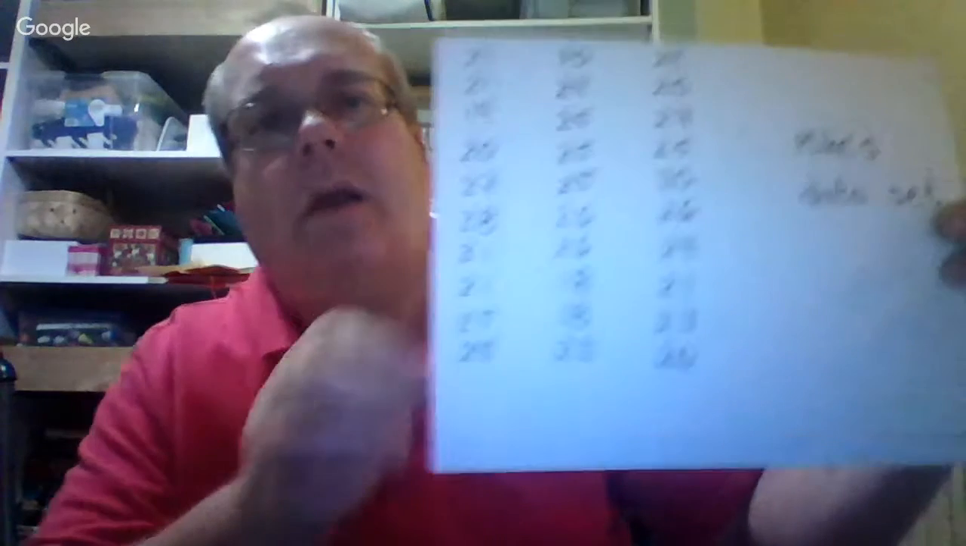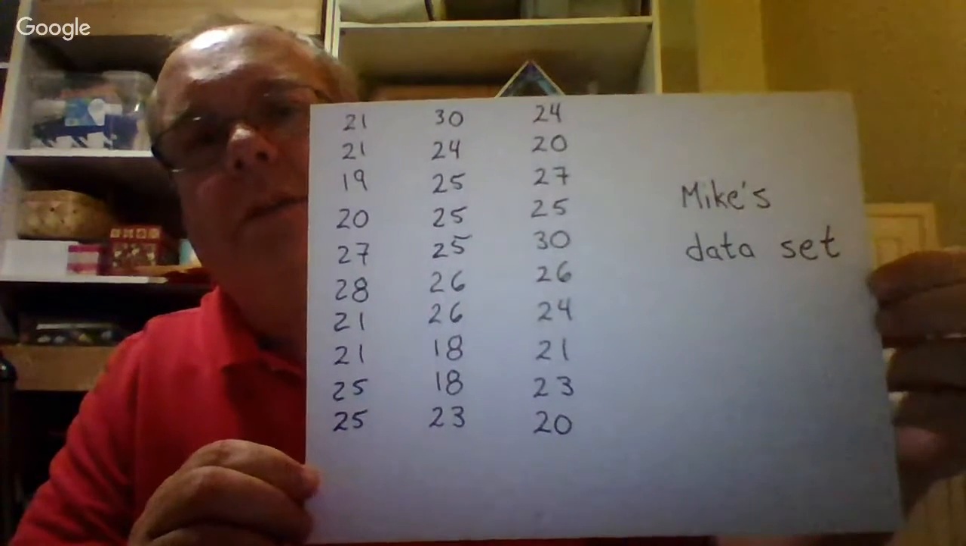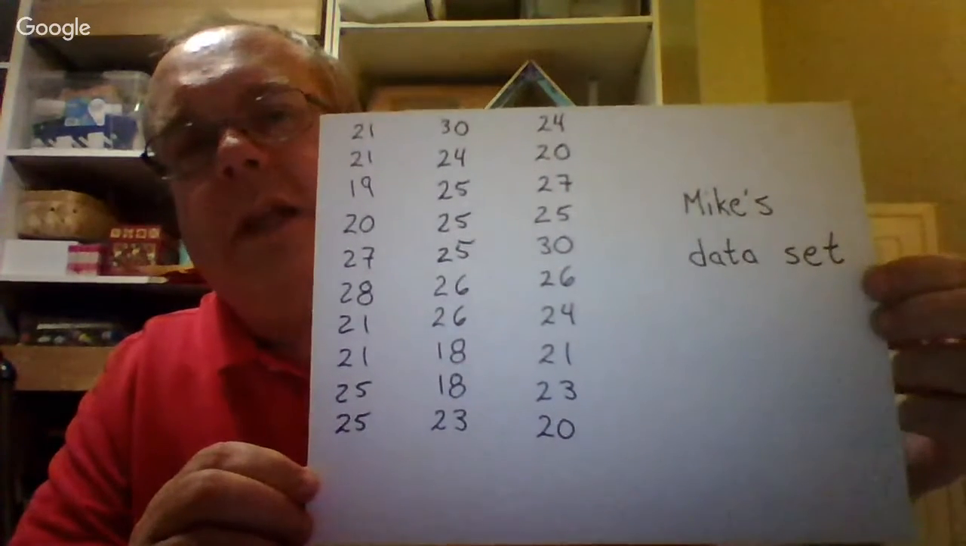Okay, I rewrote my data set on a bigger piece of paper, and I'll send you a copy of this. This is the data set from what I did the other day. So if I wanted to find the mean, the median, and the mode of this data set, I would first add these up quickly, and see if I can do this in my head.